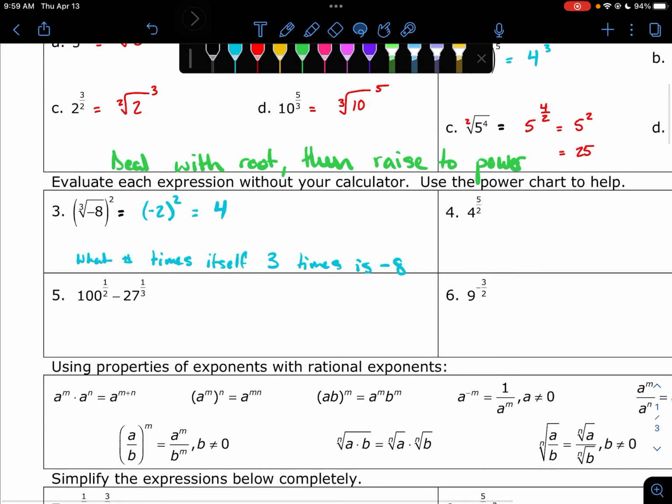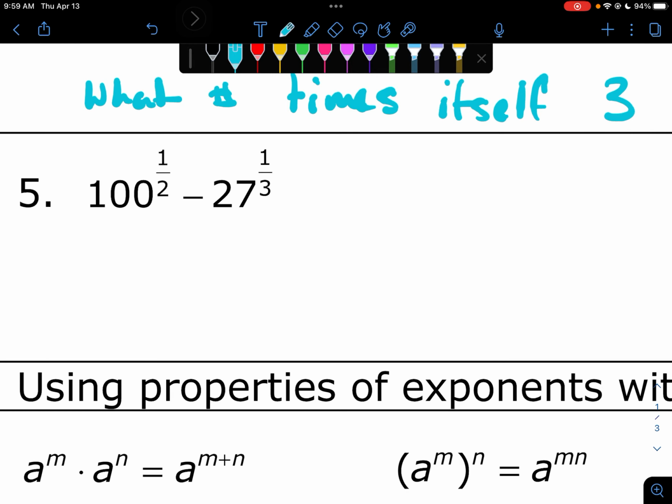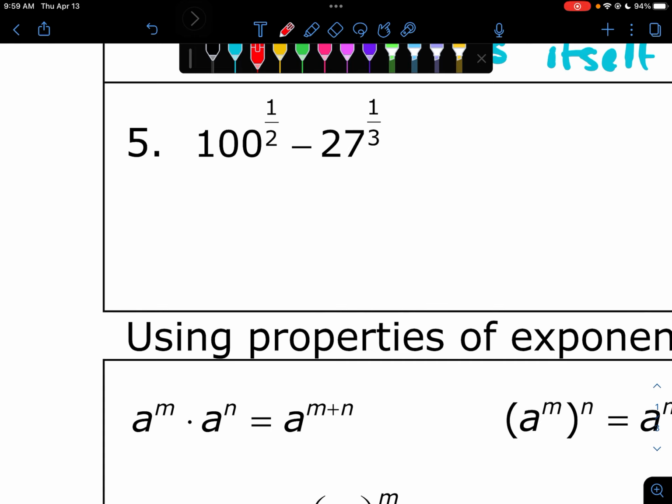So let's try another example. As you can see for number 5, now there's two things. It's a binomial, but we can deal with these individually and then put them together at the end. So I see 100 to the 1/2 power. I'm going to rewrite that as a square root. Again, do you need this root and this exponent right here? No, but I'm going to put them there just to get in the habit of converting between the two forms.